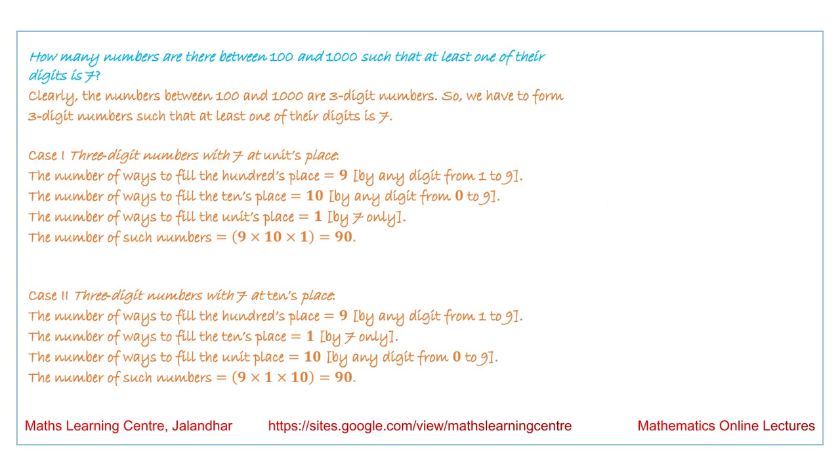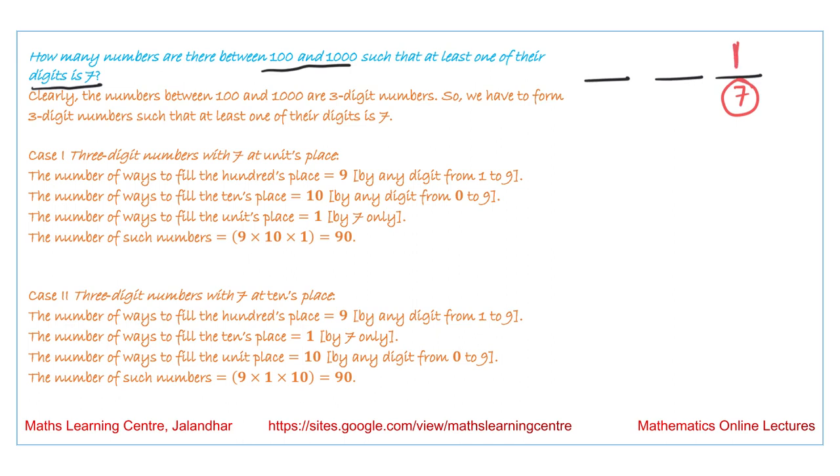Next is, how many numbers are there between 100 and 1000 such that at least one of their digits is 7. So we are saying at least one of their digits is 7. So in the first case we are considering, suppose 7 is at the units place.